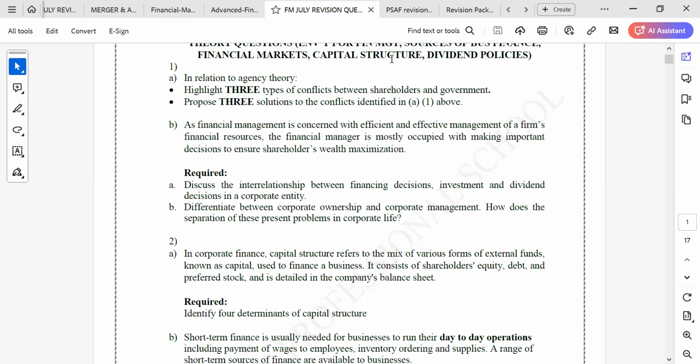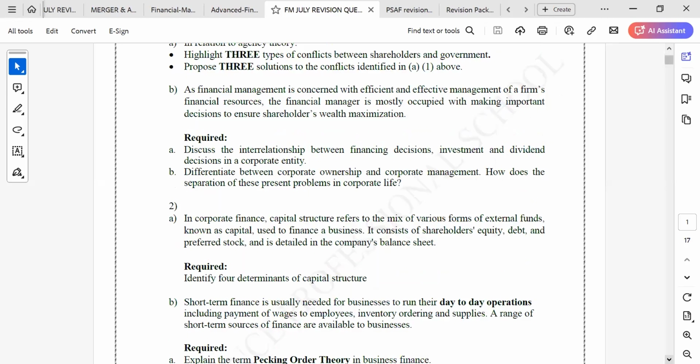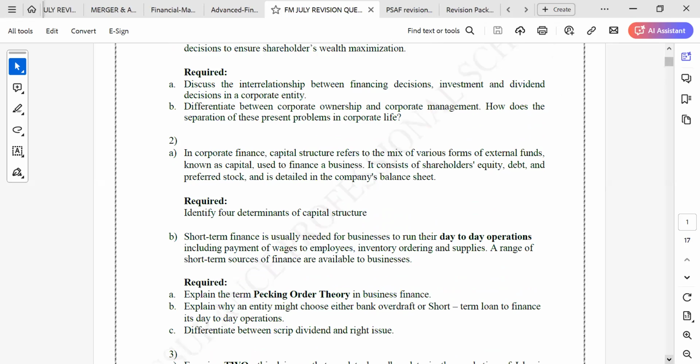All right. Auntie Patricia, question number 2. In corporate finance, capital structure refers to the mix of various forms of external funds known as capital used to finance a business. It consists of shareholders' equity, debt, and preferred stock, and is detailed in the company's balance sheet. Required: identify 4 determinants of capital structure.